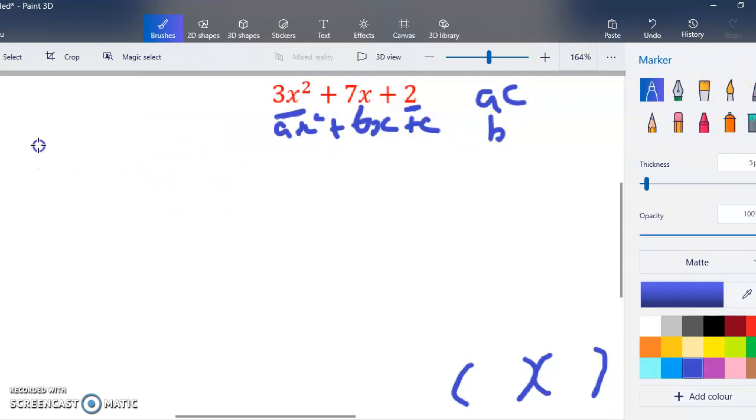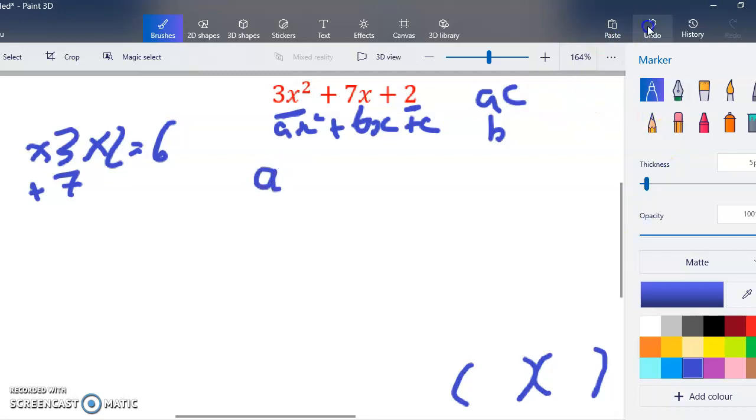So we need times to make whatever A times C is. So times to make 3 times 2. So two numbers that times to make 6 and add to make 7. Things that times to make 6: 1 times 6, 2 times 3. 1 times 6 actually works.